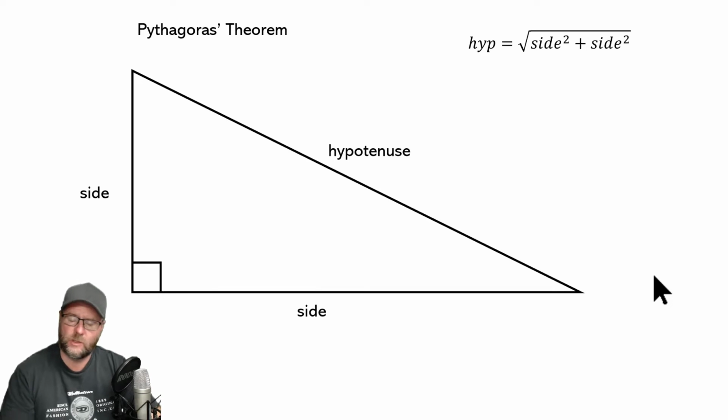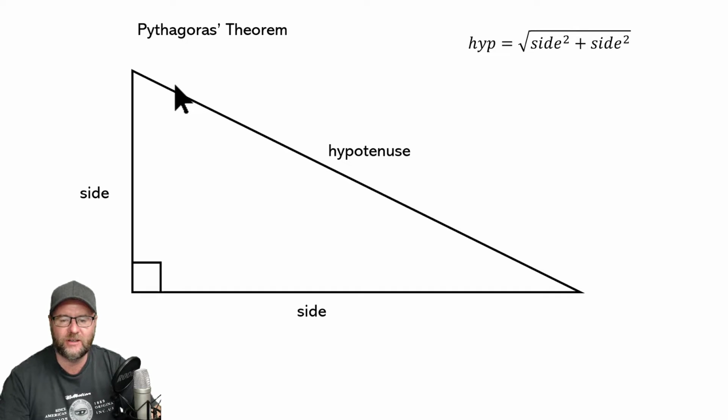Alright, in a previous video, which I'll link down in the description, we looked at how we can use Pythagoras' theorem to find the length of the hypotenuse. Now remember, the hypotenuse is the longest side of a right angle triangle. It's also the side that's opposite the right angle.